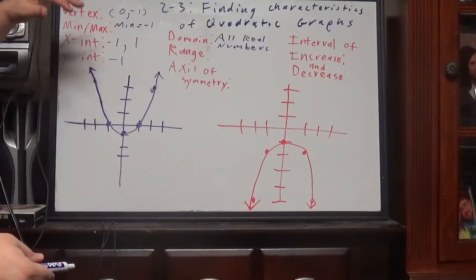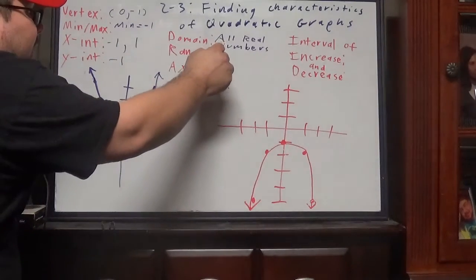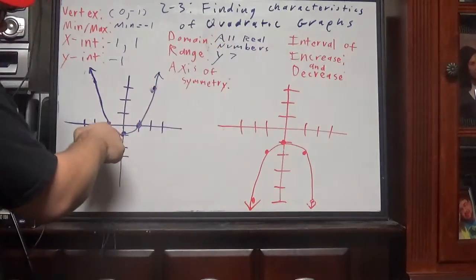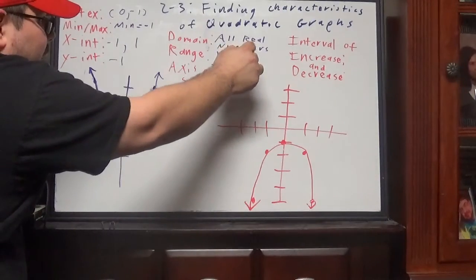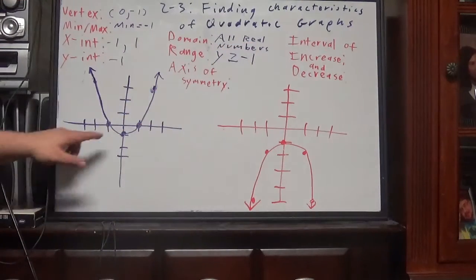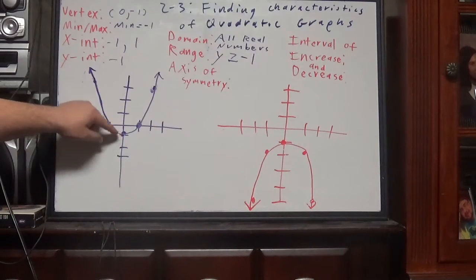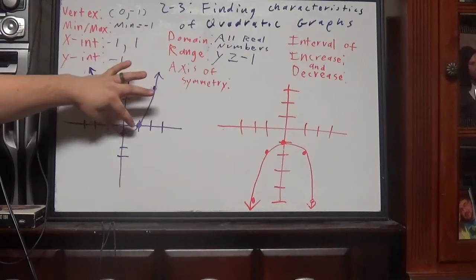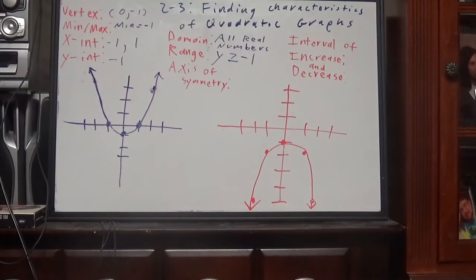Because it's going up, the range is y is greater than or equal to -1, because y can be equal to -1. As we see right here, it can be more, it can be greater than -1. However, it cannot be less than -1.